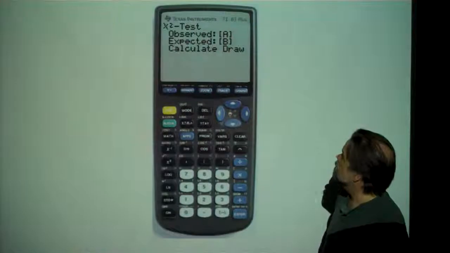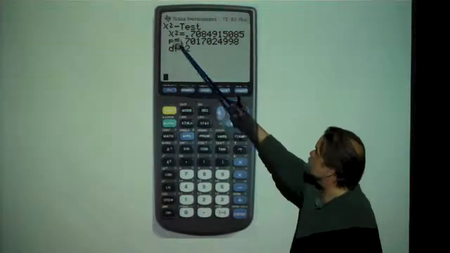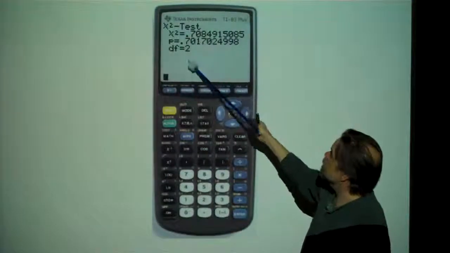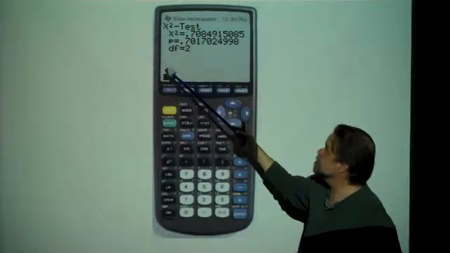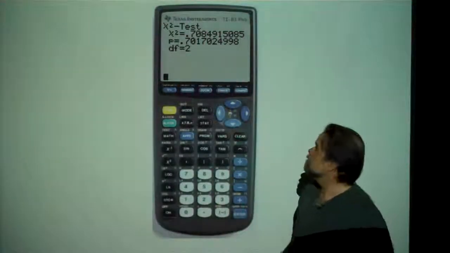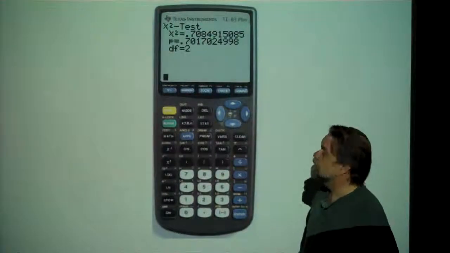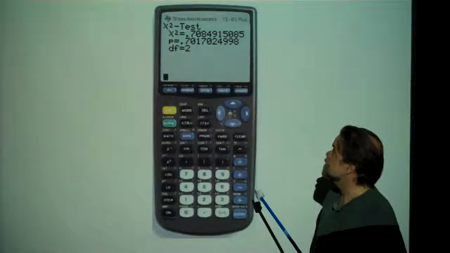So now we just go down to calculate, and what does it tell us? It tells us chi-squared statistic is 0.708, that the p-value is 0.702, which we already saw, and our degrees of freedom are 2. That's really all you needed to know. So this is a nice little test button. It does it for you.